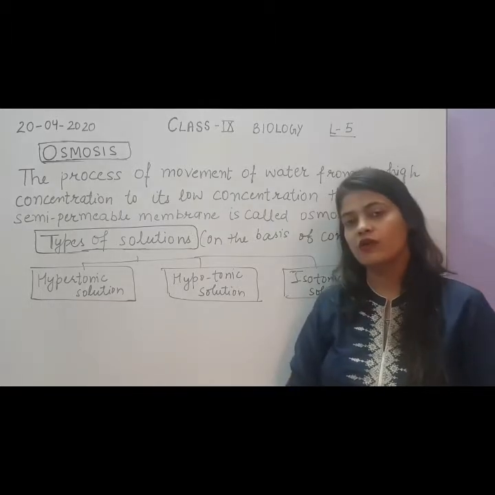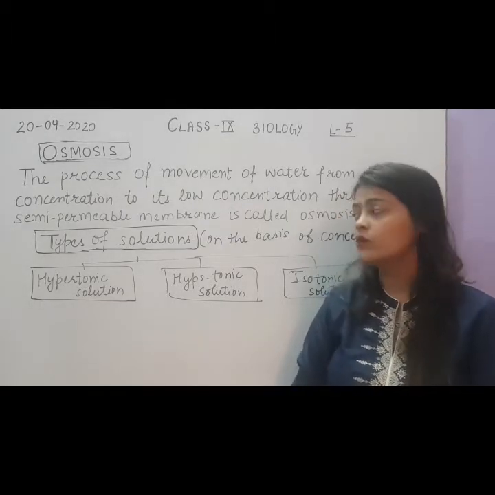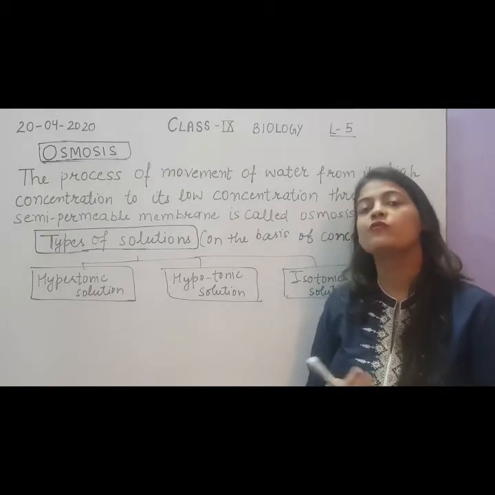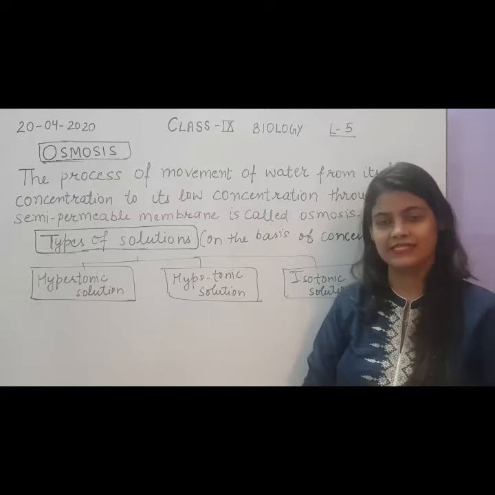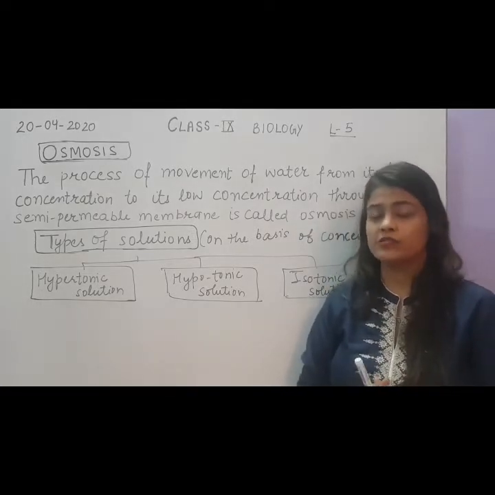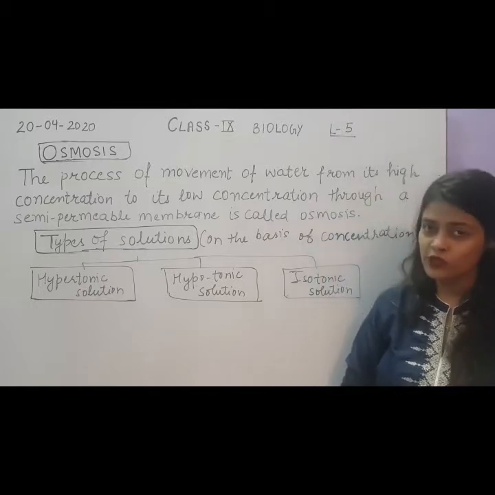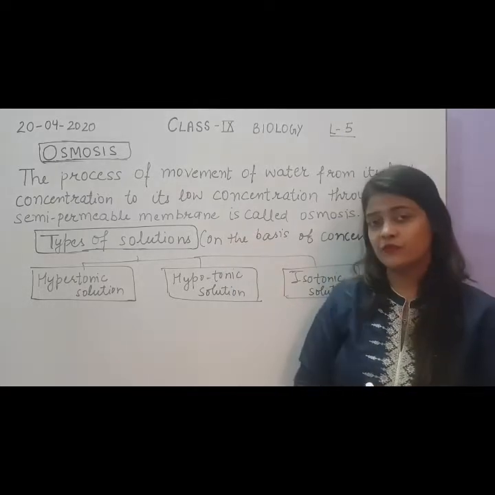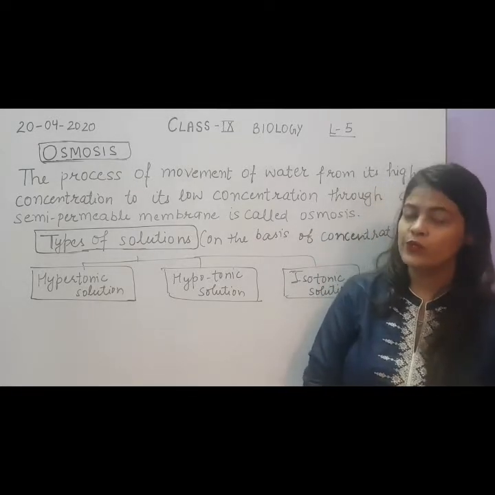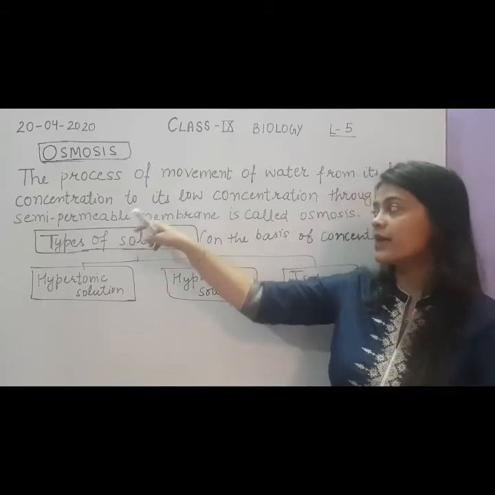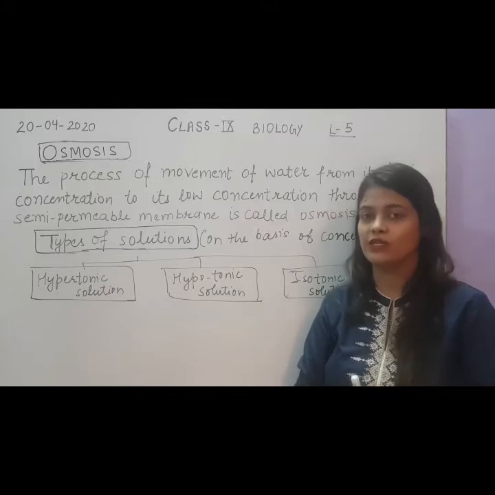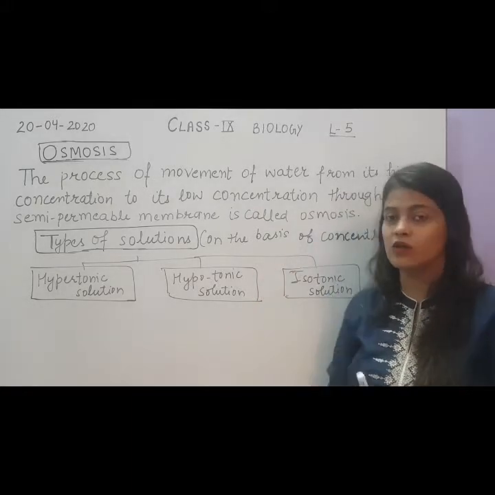I have shown you one picture also in the previous video. There were two solutions, A and B. Out of the two, how will you find which has more water concentration as compared to the other? For that you have to see how many solute particles are there in the solution. In this case, water will move from its higher concentration to its low concentration through a semi-permeable membrane. Semi-permeable means which allows only solvent molecules to pass through it, because water is a solvent.